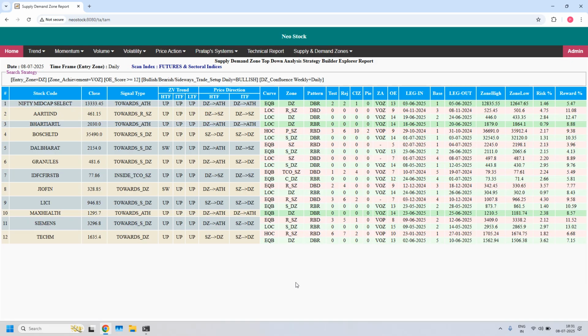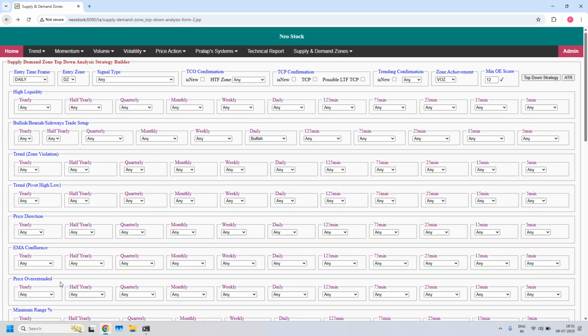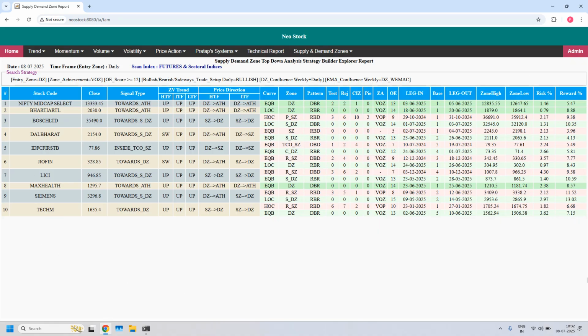Let's further filter with weekly demand zone having weekly EMA confluence. So we got 10 stocks. So these 10 daily demand zones might be having more high probability to get success, provided less than 20 checklist items are satisfied. Otherwise those zones might be violated. Higher chances are there.